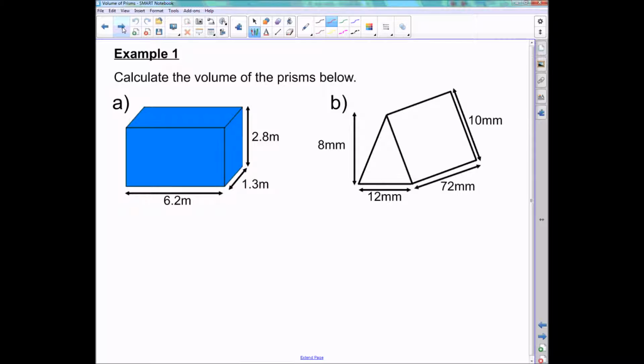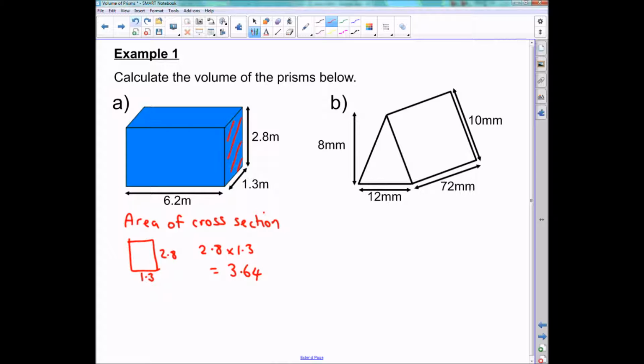Okay, so I'm going to run through two examples here. First off, I want to calculate the volume of these two prisms. I've got a cuboid and a triangular prism, and we're going to start with the cuboid. Firstly, I want to calculate the area of the cross-section. It can be useful to draw this cross-section out, and this is the shape on the end. So we know that this is a rectangle with 2.8 as its height and 1.3 as its width. To find the area of this, all I need to do is 2.8 times 1.3, and I'll do this on the calculator.